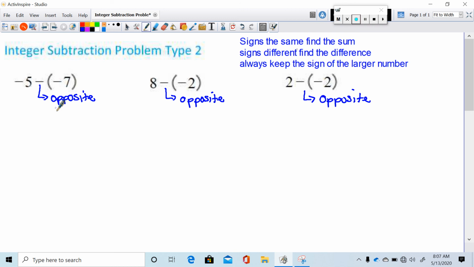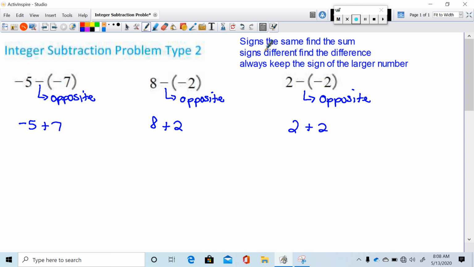So what I want to do is write down the first number, -5, and take the opposite of the number in the parentheses. Well, the opposite of -7 is a +7. So I'm going to do that for each one of these. Write down the first number, take the opposite of -2, which is +2. Write down the first number, the opposite of -2 is +2.